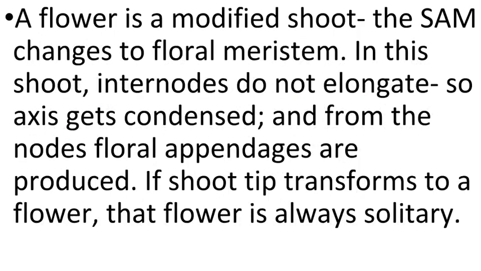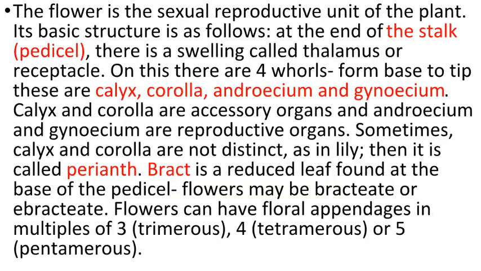A flower is a modified shoot. The SAM changes to floral meristem. In this shoot, internodes do not elongate, so the axis gets condensed, and from the nodes floral appendages are produced. If the shoot tip transforms to a flower, that flower is always solitary. The flower is the sexual reproductive unit of the plant.